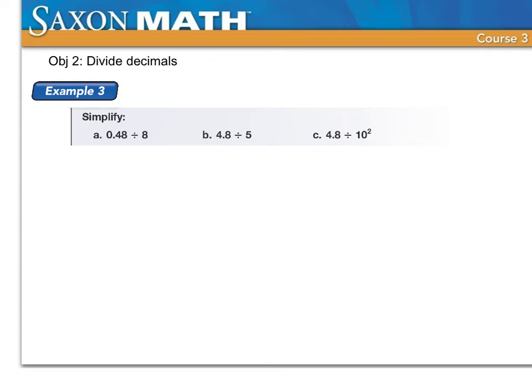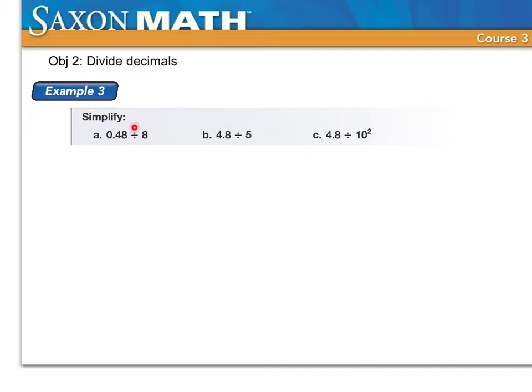Okay, now we're on to objective 2, and that's to divide decimals. So we multiplied them, now we got to divide them. I got 3 examples here, okay? Now notice all the examples, the number we're dividing by is a whole number. There's no decimals here that we're dividing by. So we're going to divide these like regular.